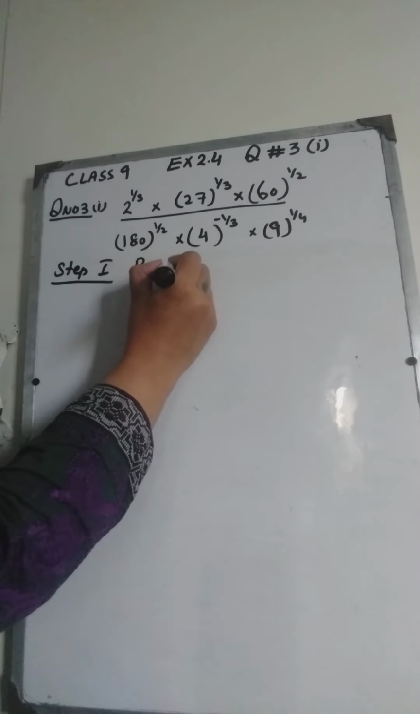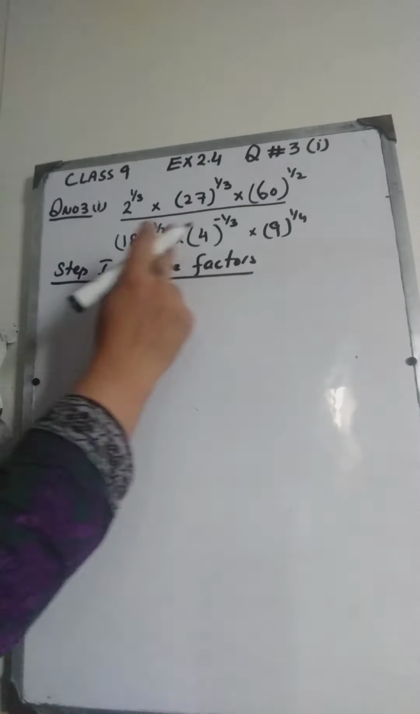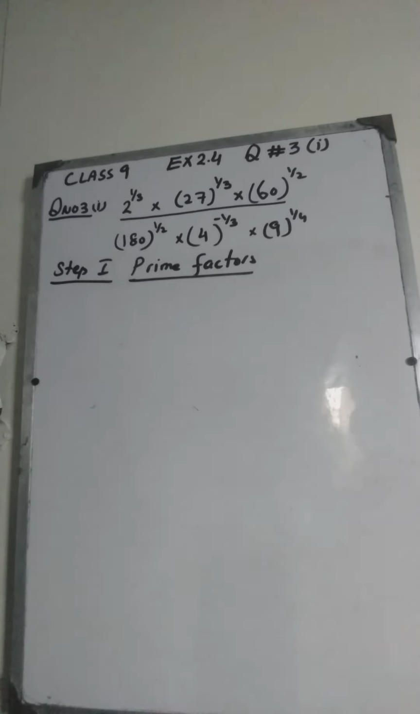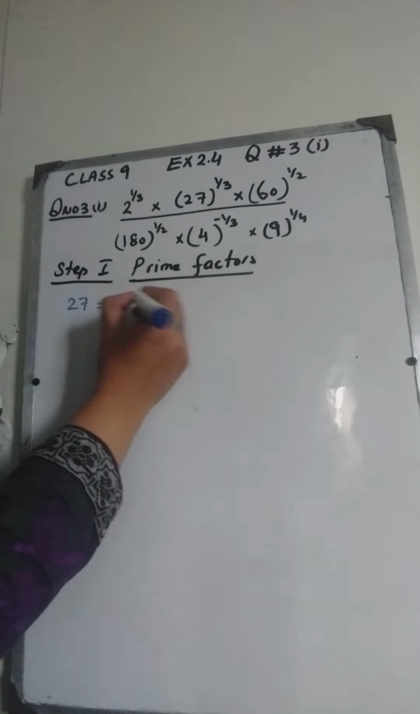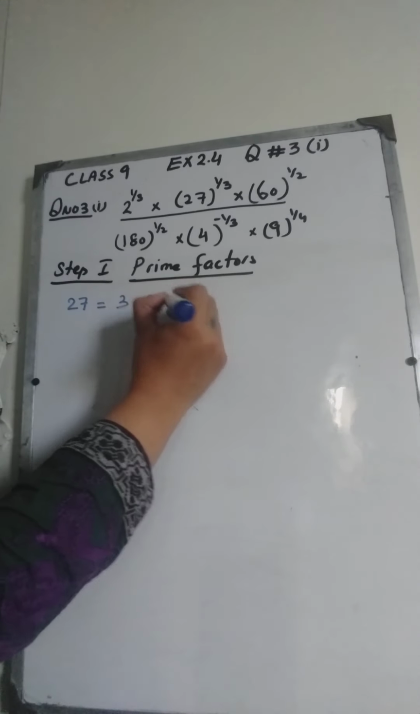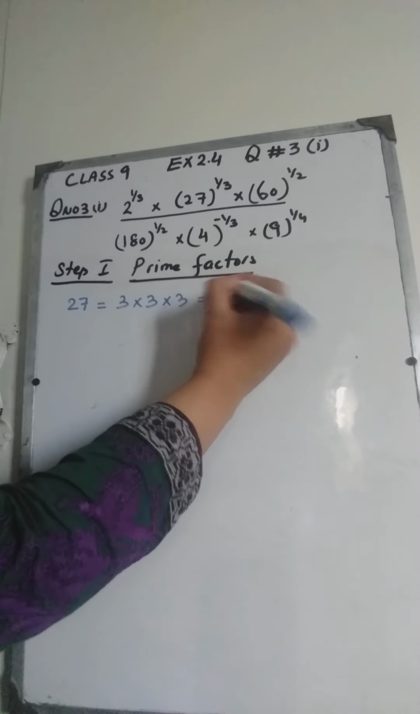Break the numbers into their prime factors. 27, when it is broken into its prime factors, we get 3 into 3 into 3. This is equal to 3 raised to a power 3.